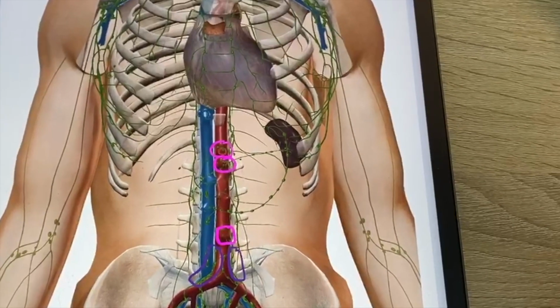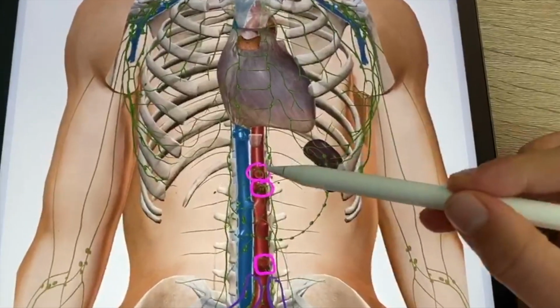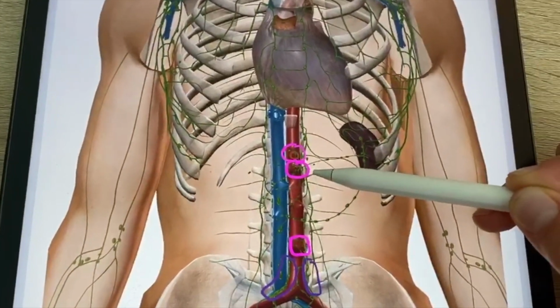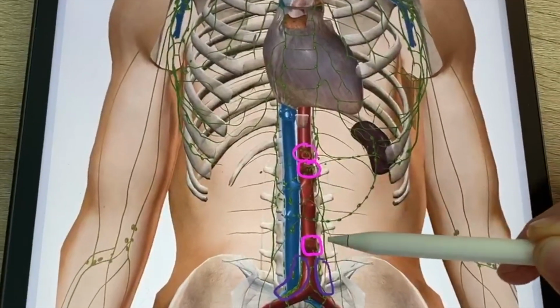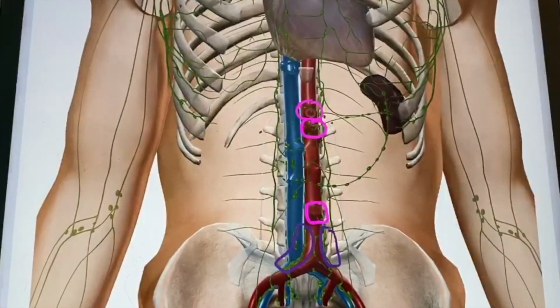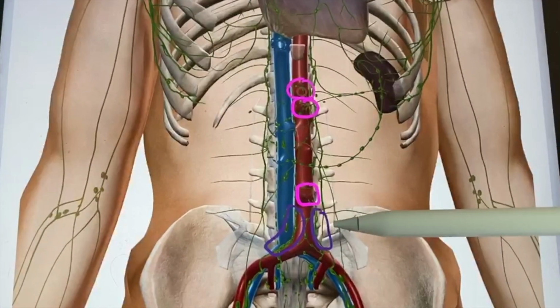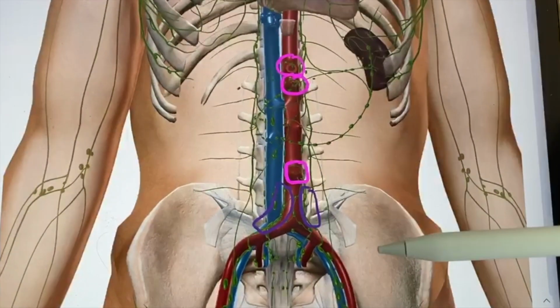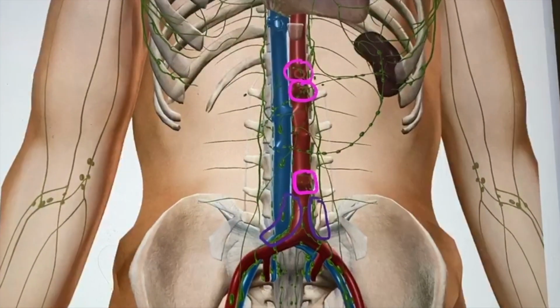The lymphatic system has preaortic visceral nodes, which are right here, which is the celiac nodes, which provides the foregut. Right here is the superior mesenteric nodes, which provides the midgut, and right here is the inferior mesenteric nodes, which collect from the hindgut. There are also the paraaortic nodes, which has the lateral nodes and the lumbar nodes. These collect from the posterior abdominal wall, the kidneys, the suprarenals, the ureters, and the testes and ovaries.